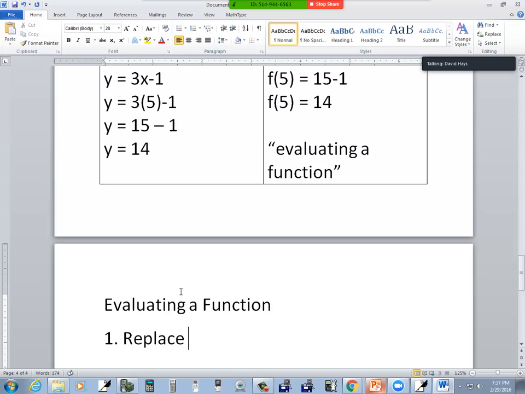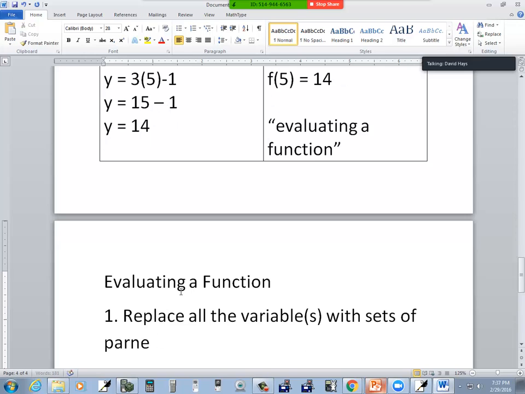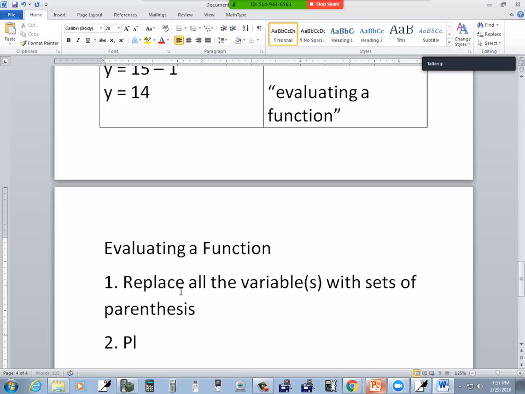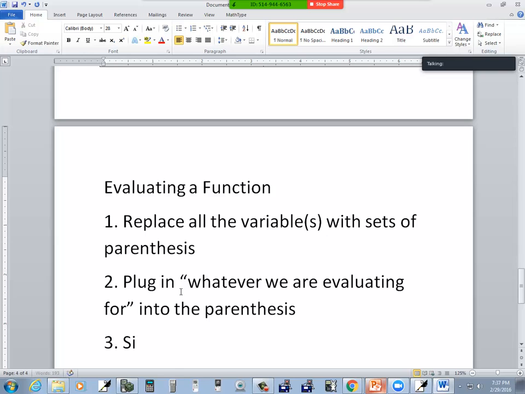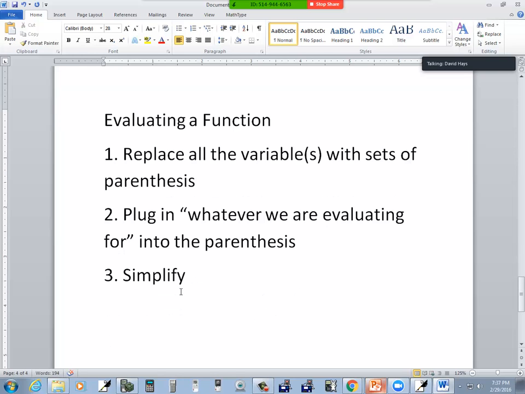Step 1 is replace all the variables with sets of parentheses. Step 2, plug in whatever we are evaluating for into the parentheses. And step 3 is simplify. Simplify is probably the most complex instruction there is in mathematics. It probably means 500 different things. Get rid of parentheses, simplify fractions, add numbers, lots of different meanings to it.